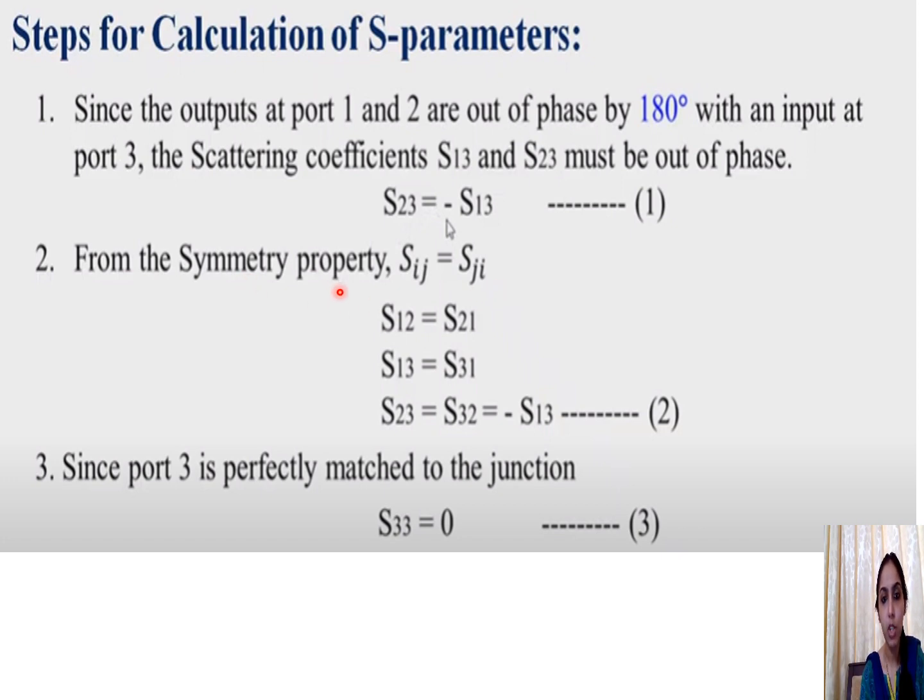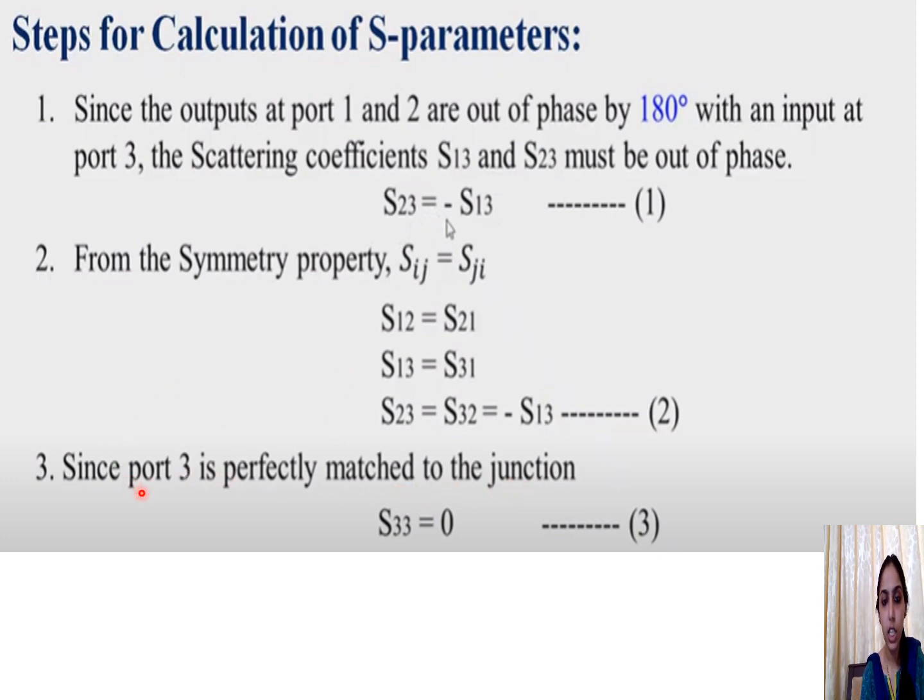So by the symmetry property, S12 is the same as S21, S13 is the same as S31, S23 is the same as S32, etc. And because of the first equation, we can write S32 to be equal to minus of S13. Okay. And next property, we are having the third port is matched to the junction.